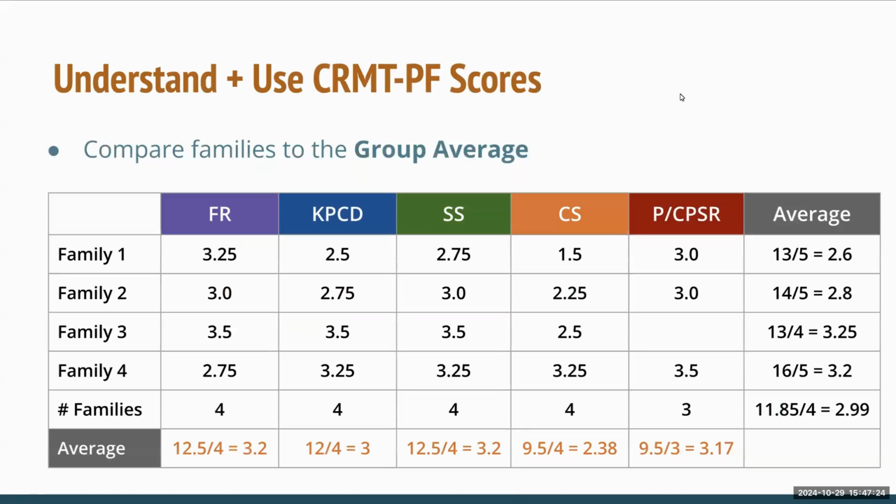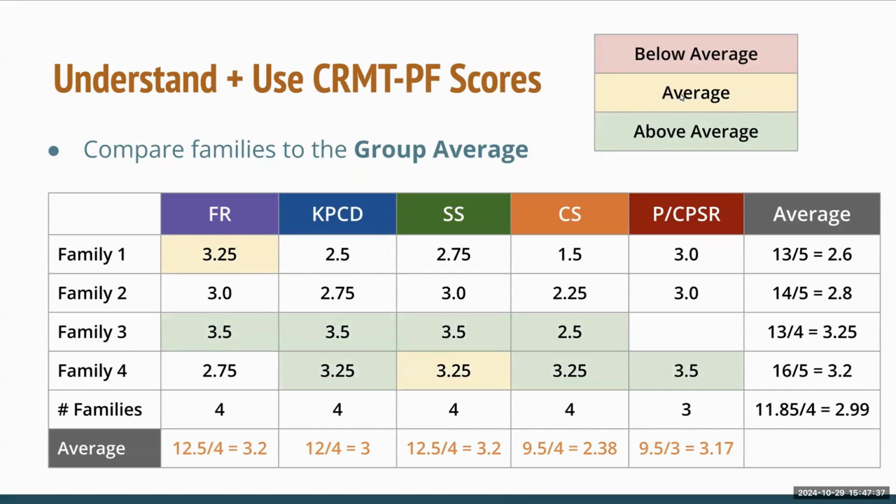Let's look at a family's protective factor scores as an example. Here we have an average score for each of the protective factors in the last row in orange text. When you apply the averages to the family scores, you can see who scored above average, average, or below the group average for each protective factor. For concrete supports, the average is 2.38. Families 3 and 4 scored above the group average in several of the protective factors. And families 1 and 2 scored below the group average.